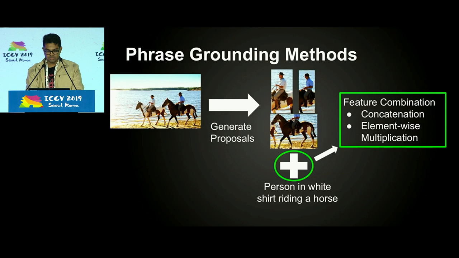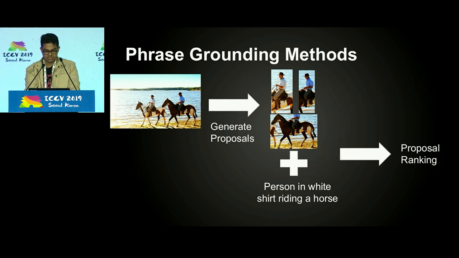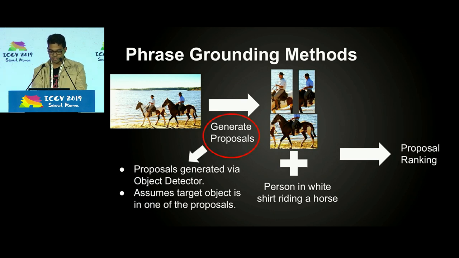We now look at how our typical grounding system works. Given an image, we extract candidate proposals and then pose it as a ranking problem. That is, we disambiguate between similar proposals based on the given query. Note that a region proposal network derived from an object detector produces these candidate proposals, and we assume that the target object is among these proposals.